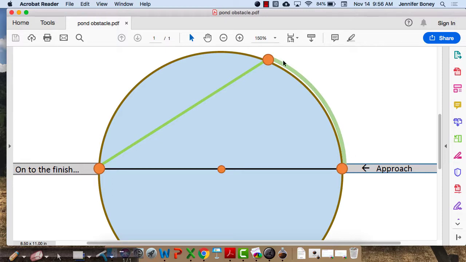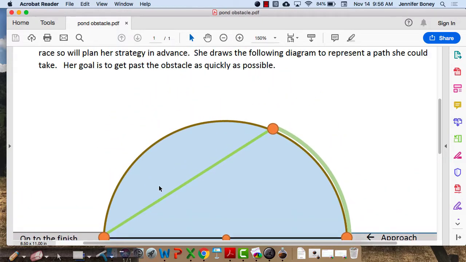Or you could run part of the way and then swim the rest. You could obviously swim first and then run, but I figured maybe your feet will be less slippery if you do the running first on the treacherous rocks. So we've got a bit of time to plan for this race.